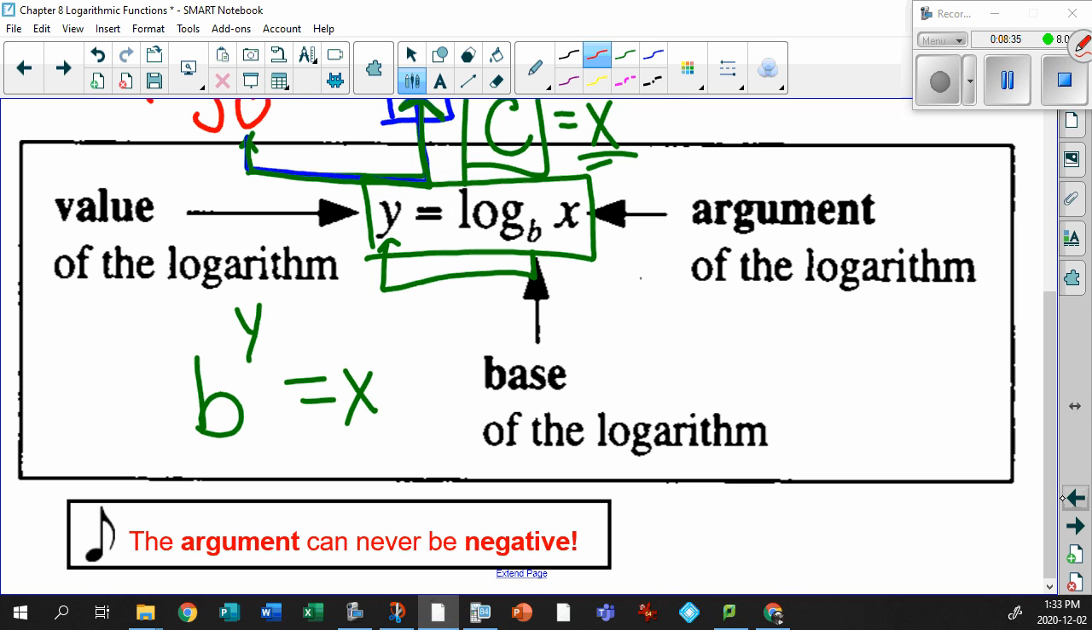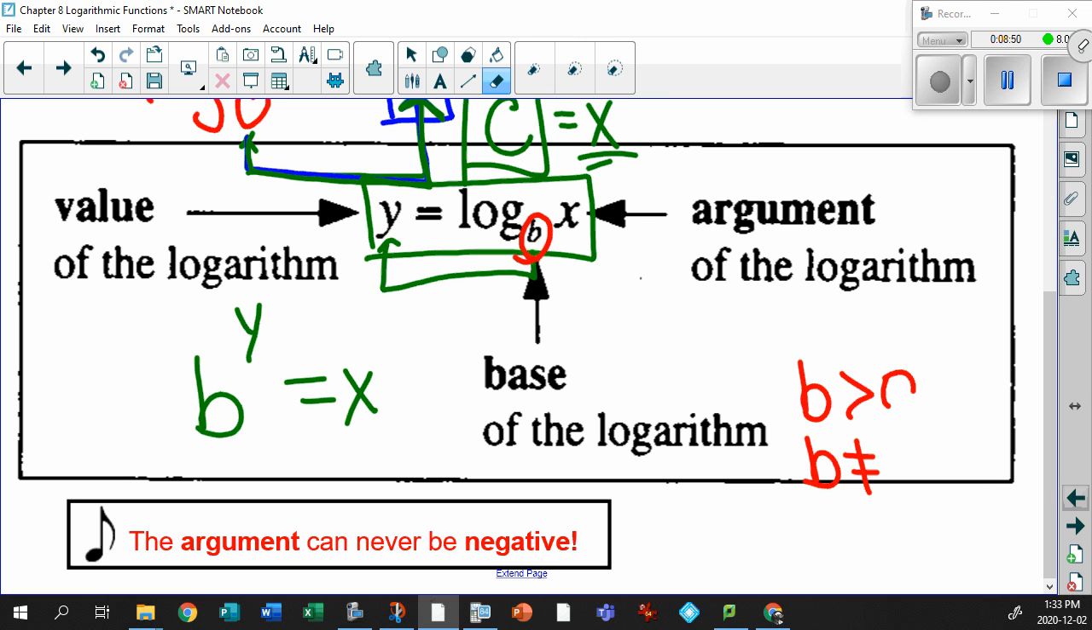Now, there are some key words though. Remember we talked about this b being the base of the logarithm, and we had some conditions with that. We said that the base has to be greater than 0 and the base cannot equal 1. Do you remember? Or I should say, not equal to 1, not 0.